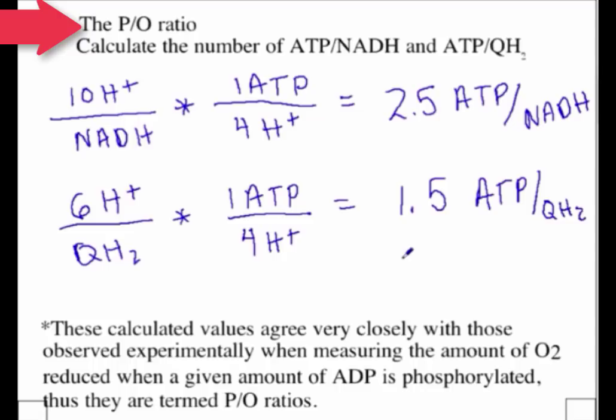So these calculated values then agree very closely with those observed experimentally when measuring the amount of oxygen reduced when a given amount of ADP is phosphorylated. So these ratios really are another way of saying the P to O ratio, ADP phosphorylated to oxygen reduced, in terms of atoms of oxygen reduced, and thus they're termed the P to O ratio.